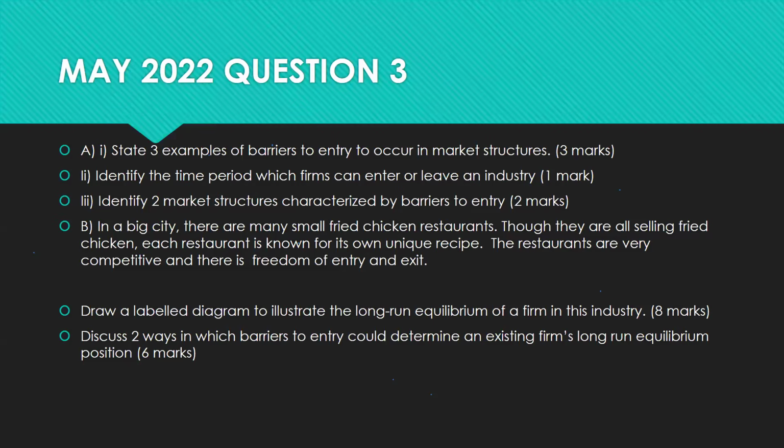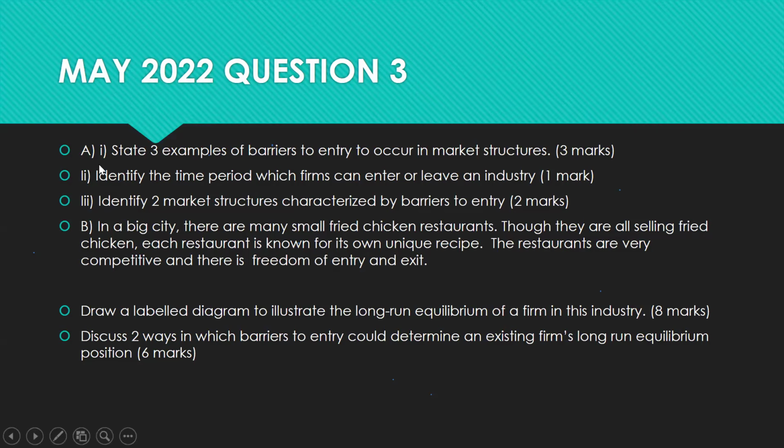Then they ask, identify the time period where firms can enter or leave an industry. What time period is that? The long run. Identify 2 structures characterized by barriers to entry. Which 2 market structures have the most barriers to entry? Monopoly and oligopoly.